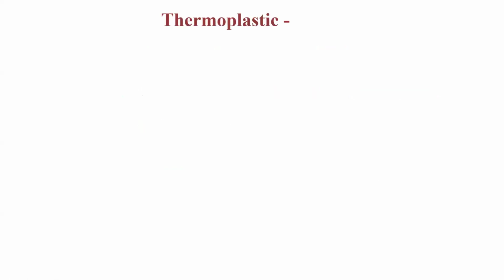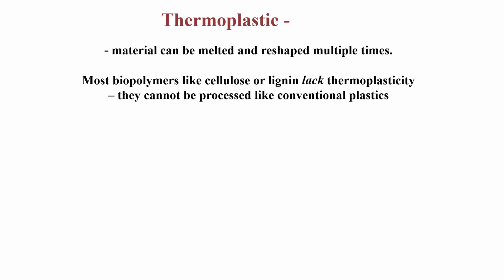Okay, so a thermoplastic material can be melted and reshaped multiple times. So fossil-based plastic is an example of that. But most biopolymers like cellulose or lignin lack thermoplasticity, so they cannot be processed like conventional plastic.